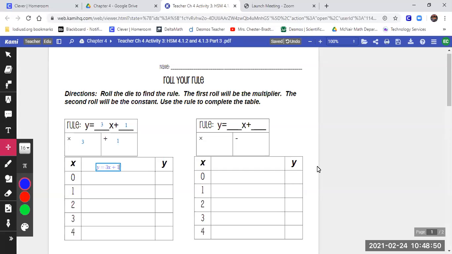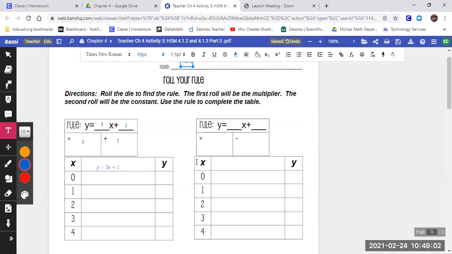Okay. So I roll the die to find the numbers. I do need to put my name on this though, and I do need to put what period I am.